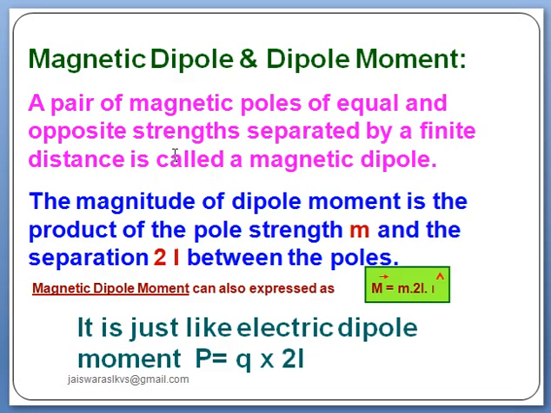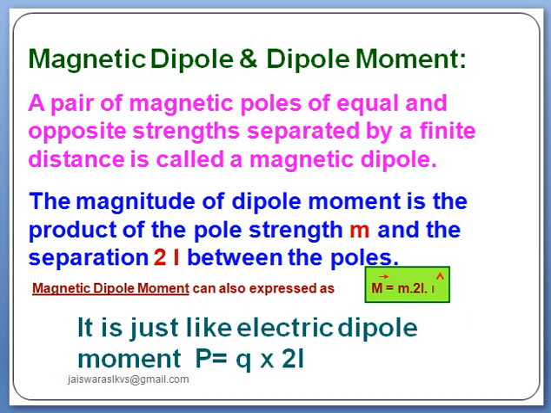next see magnetic dipole and dipole moment. So let us see how we can define it: a pair of magnetic poles of equal and opposite strength separated by a finite distance is called a magnetic dipole. Children, you have already studied about the electric dipole and its moment, electric dipole moment, that is P is equal to 2Q into L, or you may say Q into 2L, वो आपने पढ़ा है. सेम उसी तरह से बच्चों यहाँ मैग्नेटिक डायपोल मोमेंट है.